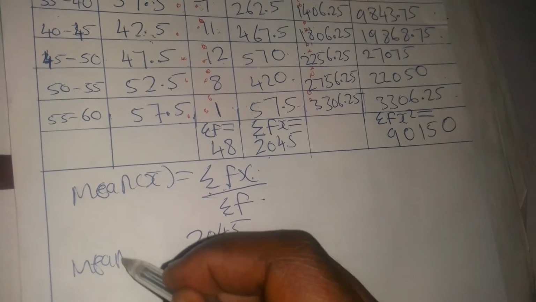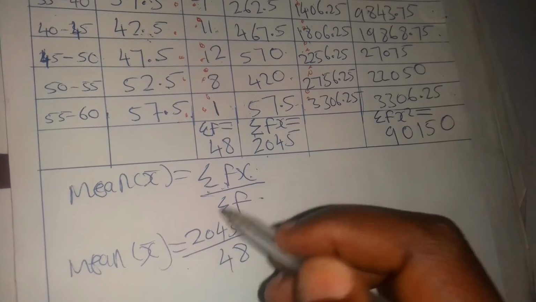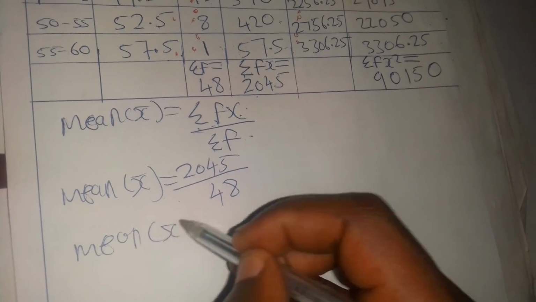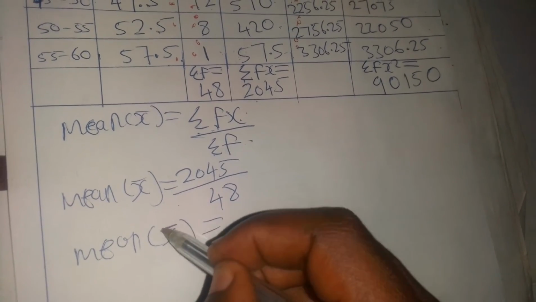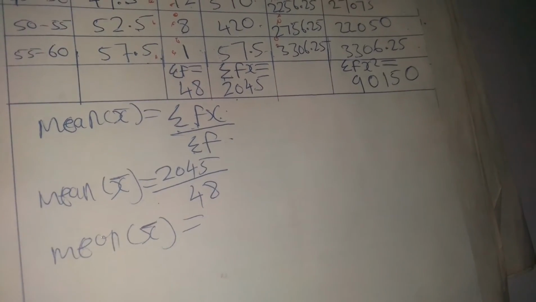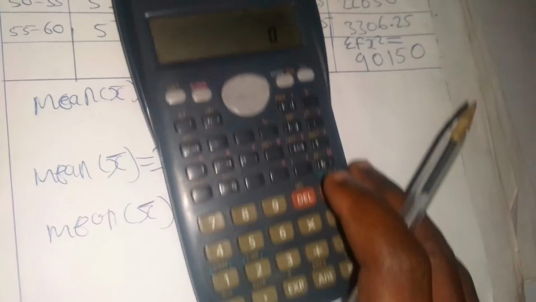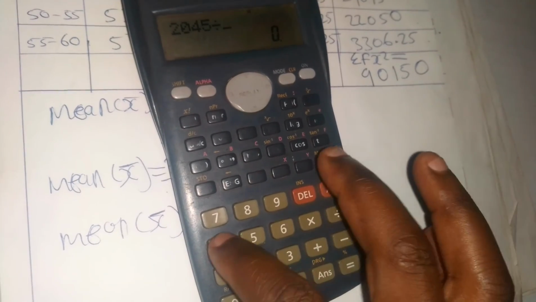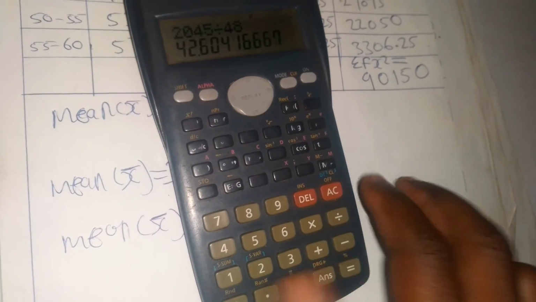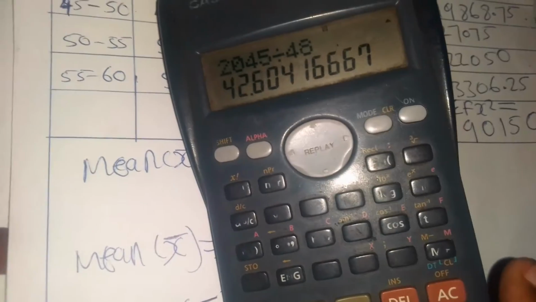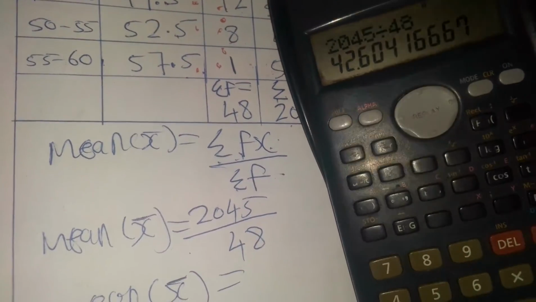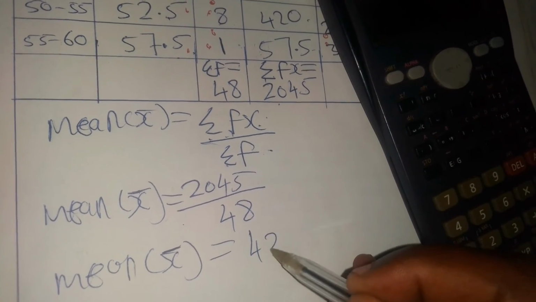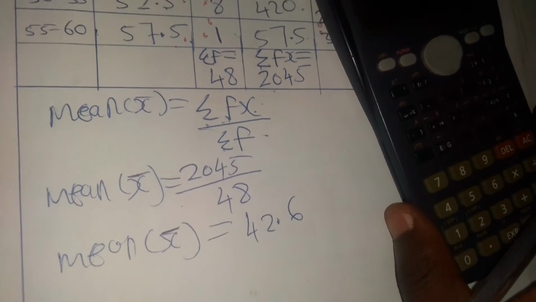So remember, we are finding the mean first of all. Mean, x bar. So we say now 2045 we divide by 48. We get 42.6, correct to 3 significant figures. So 48 into that number, we get 42.6. This is the mean.